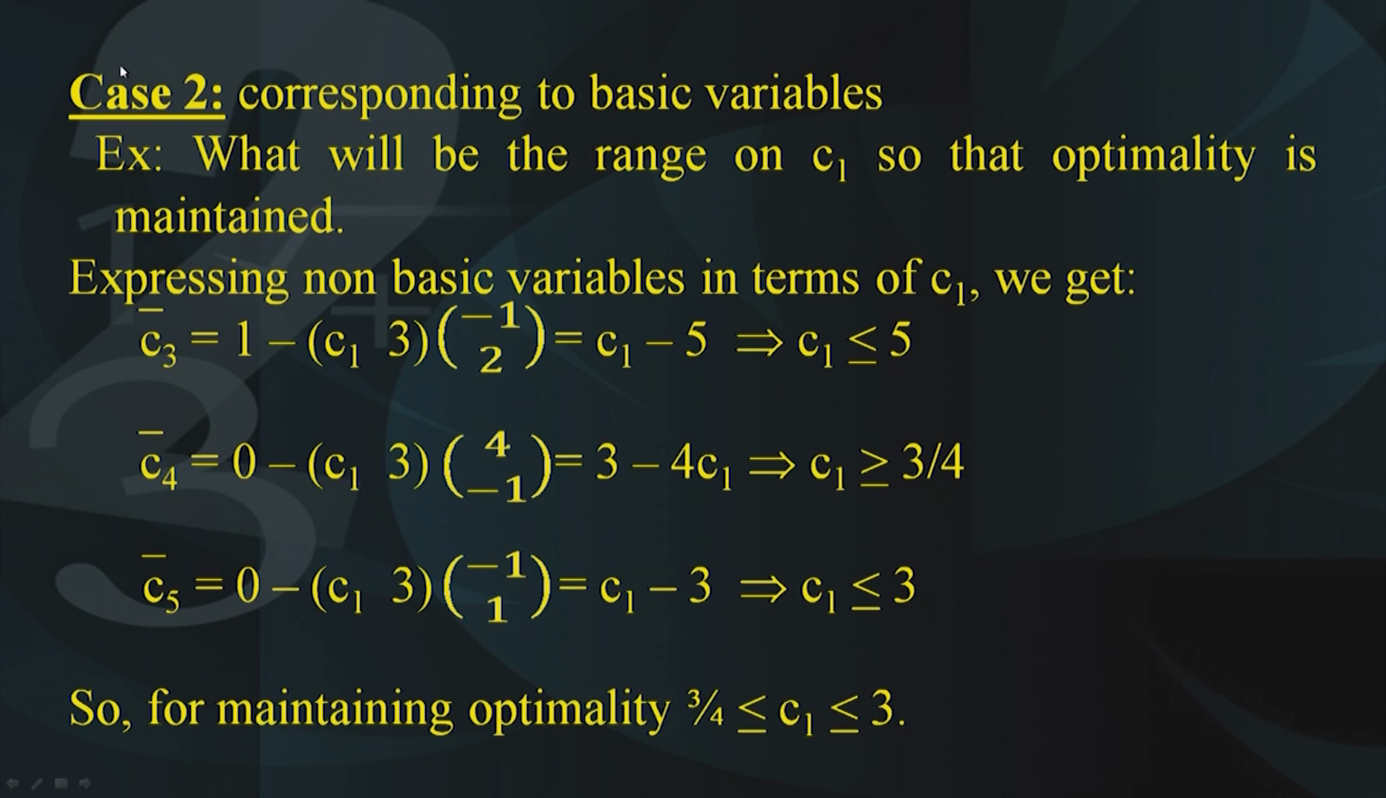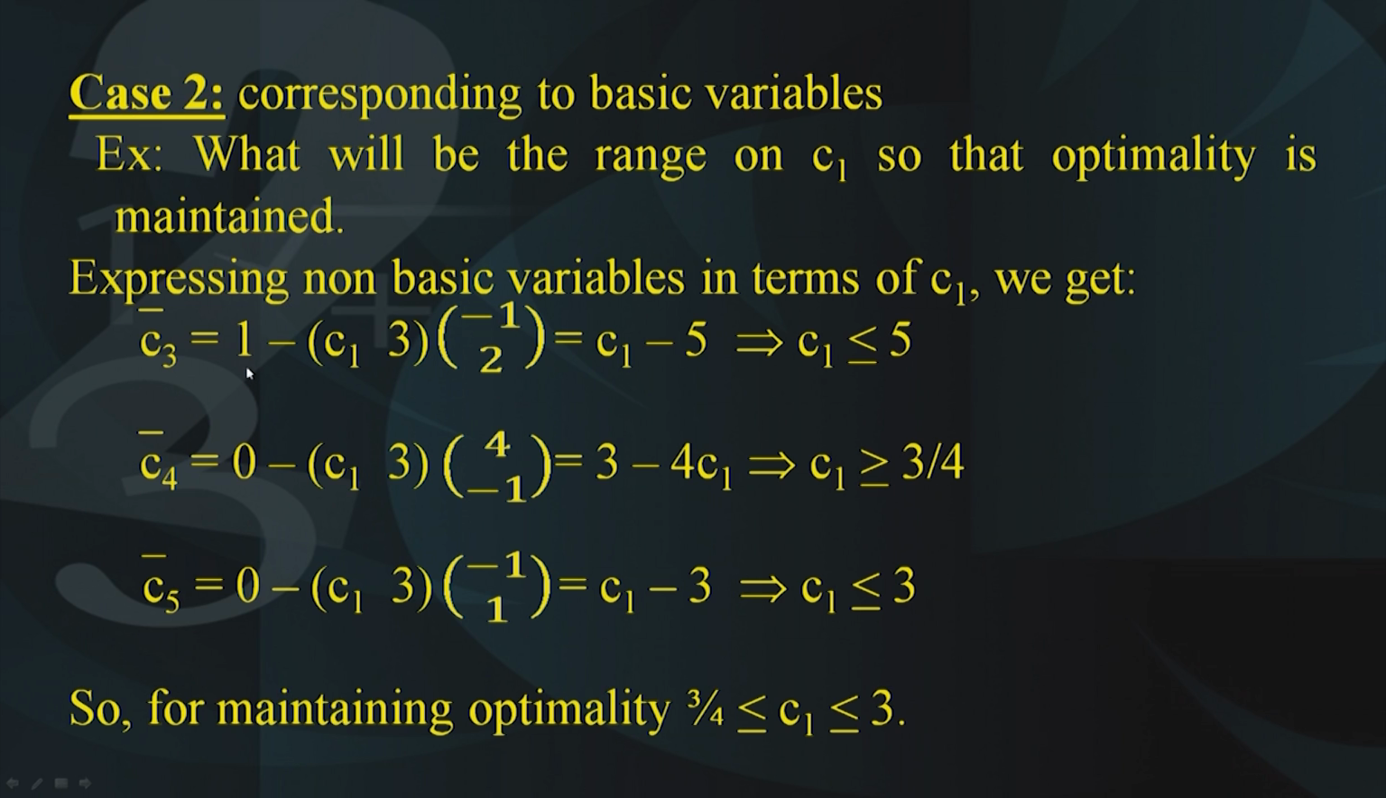Now, let us look at case number 2. This case number 2 corresponds to a change which is made in the basic variable of the optimum table. For example, we want to ask this question: what will be the range on C1 so that optimality is maintained or not? So, as before, we have to express each of the non-basic variables in terms of the coefficient C1, and what do we get? We get C3 bar is equal to 1 minus C1 3 multiplied by minus 1 2.